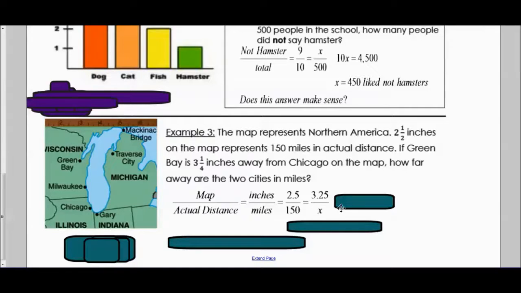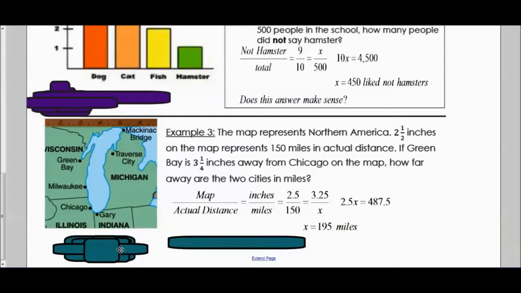We cross multiply. 2.5x equals 487.5. And we divide by 2.5. We find out that they are about 195 miles away from each other. That should make sense. Again, 2.5 going up to 3.25. It's just going up by a little bit. So that should, again, just go up by a little bit. It's going up from 150 up to 195. Should be a little bit more.